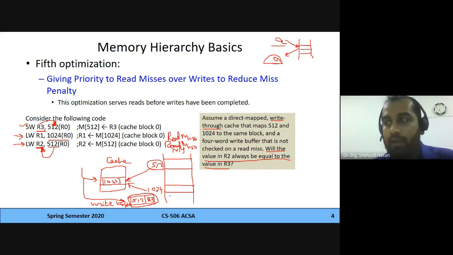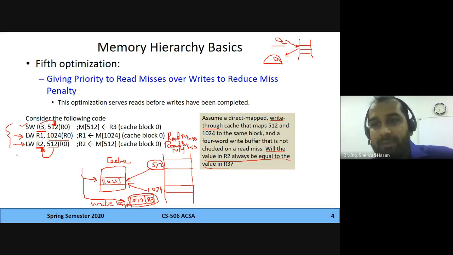Okay. Now, with these three instructions, the main objective was to illustrate that in such a program, we expect to get in R2 the same value as R3, because if we put something in memory and read that same memory, we should get the same value. But this might not be the case if the write buffer has not updated the memory yet.